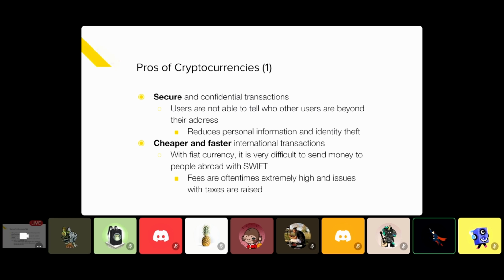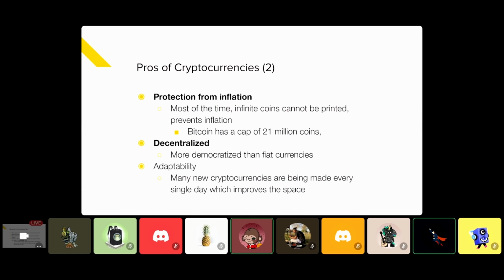Some more pros of cryptocurrencies: protection from inflation. Most of the time, infinite coins cannot be printed, which prevents inflation. Bitcoin has a cap of 21 million coins. Cryptocurrencies are also decentralized. They're more democratized than fiat currencies. With fiat, like we talked about before, it's just one person making all the decisions for the currency. It's not the same for cryptocurrencies. And there's adaptability: many new cryptocurrencies are being made every single day, which improves and adds upon the already existing space.